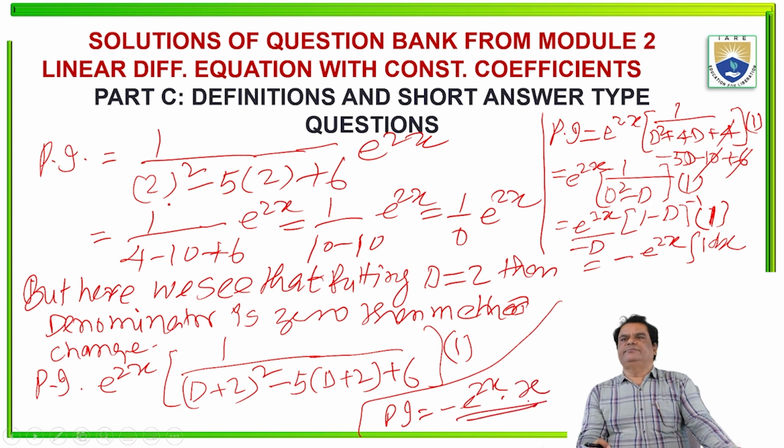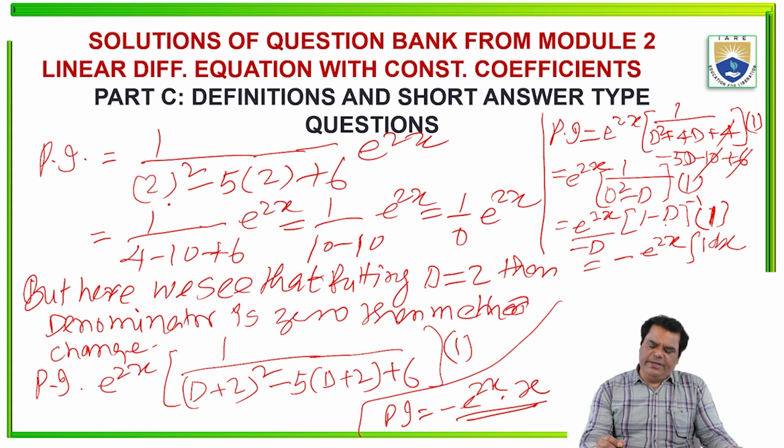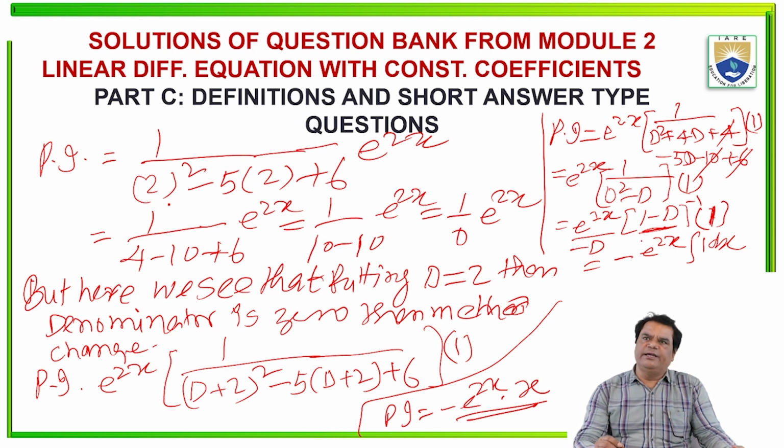This is PI. Because if we expand by this binomial, then we get 1 plus D squared plus D cube. But the function is 1, so we get only the 1 function, and here is the denominator D. So denominator D means 1 upon D. 1 upon D means integration with respect to x of function 1. So we write here this result. Okay.